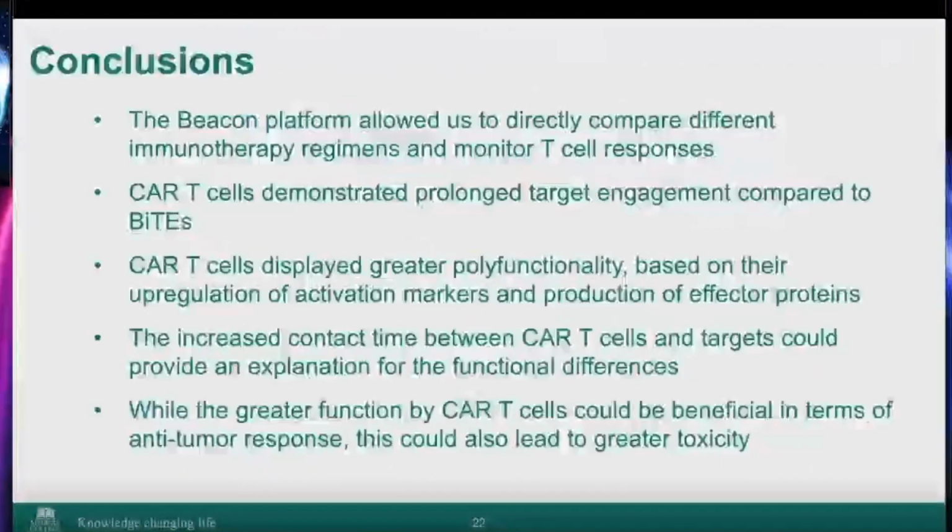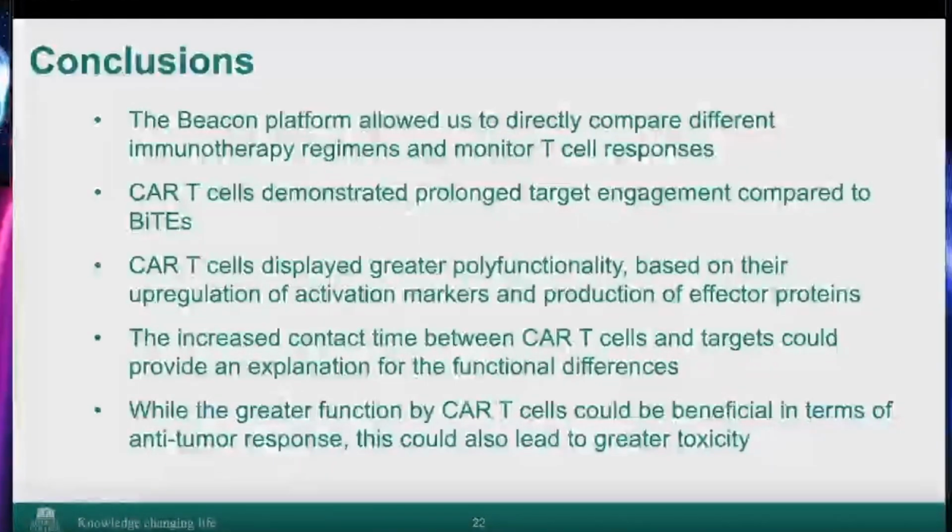And so in conclusion, I want to highlight that the Beacon platform allowed us to directly compare different immunotherapy regimens and monitor T cell responses based on either BiTEs or chimeric antigen receptors. What was interesting is that the CAR T cells demonstrated this prolonged target engagement compared to BiTEs. They also displayed greater polyfunctionality based on their upregulation of activation markers and production of effector cytokines. The increased contact time between the CAR T cells and targets could help explain why there were differences in the functional responses. So the longer immune synapse that was formed between the CARs and the beads likely induced a much greater activation of those CAR T cells.